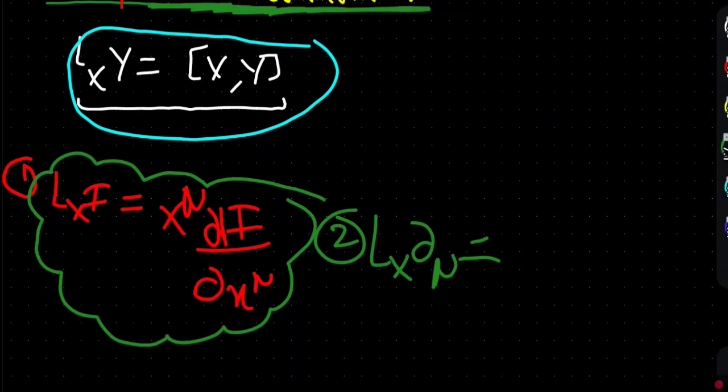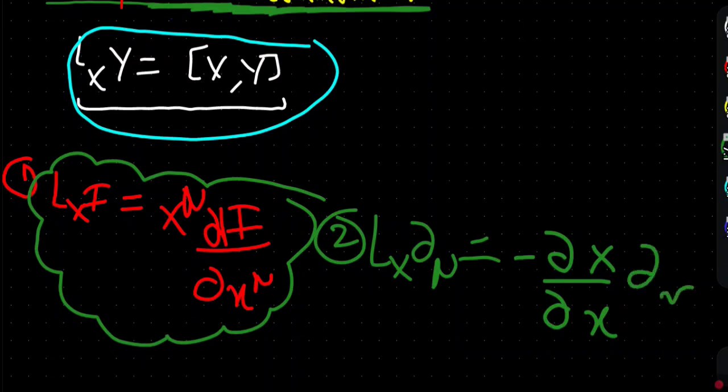So what will happen if this Lie derivative acts on a coordinate basis? You have to remember this result. It's a very important result, and we are going to use it directly. It is equal to the negative of ∂x^ν divided by ∂x^μ into ∂_ν. You have to be careful with the indices. This is one of the most important results you have to remember: when you act the Lie derivative on a coordinate basis ∂_μ, it is equal to minus ∂x^ν/∂x^μ into ∂_ν.